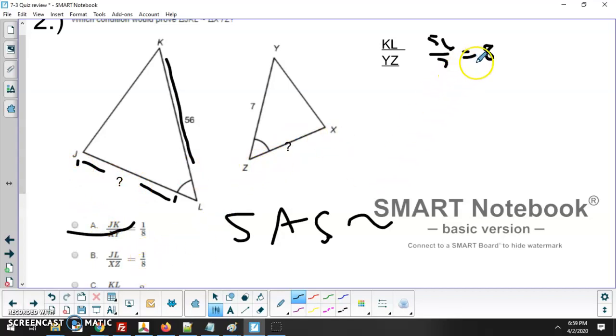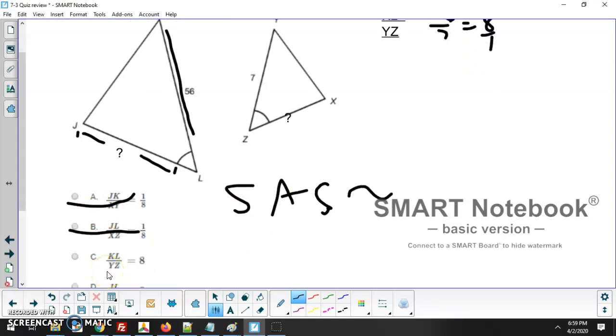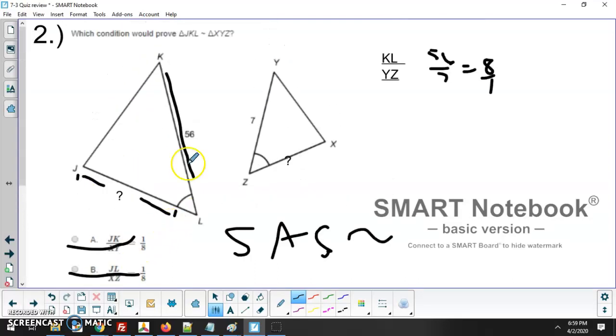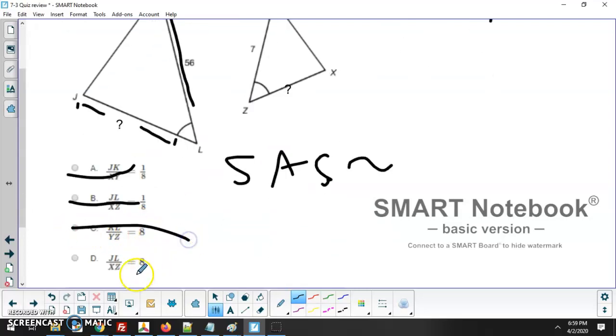We have to get from big to small for it to be 8 to 1. So this ratio is actually backwards. So that one's not it. KL to YZ is 8. We already know that. That's the one we just figured out, so you don't need to know that one. This is the one that we need to know right here. That's 8. Side-angle-side would prove it if that particular ratio is 8.